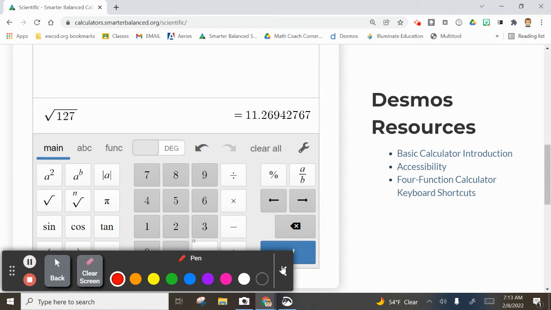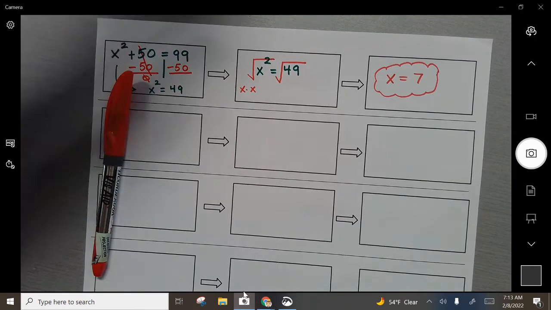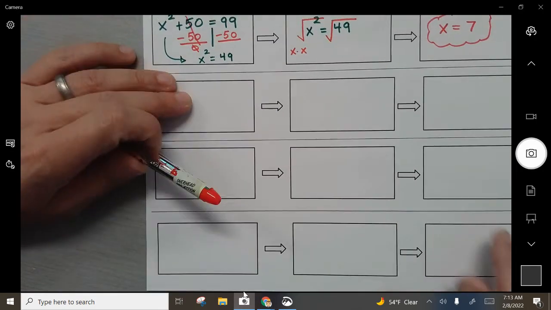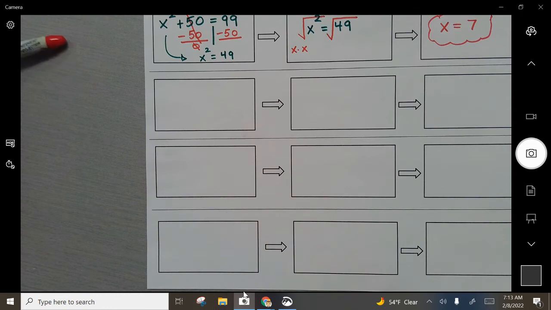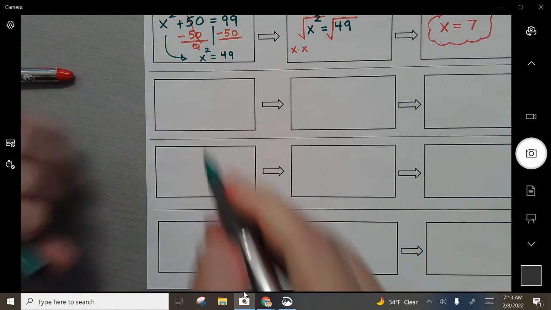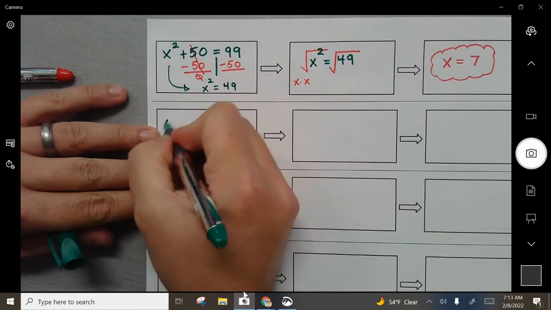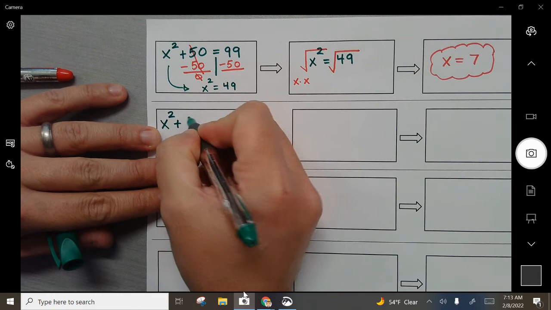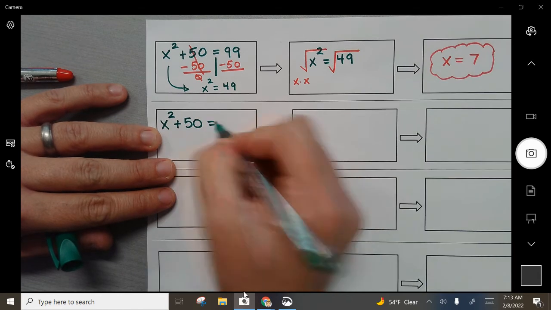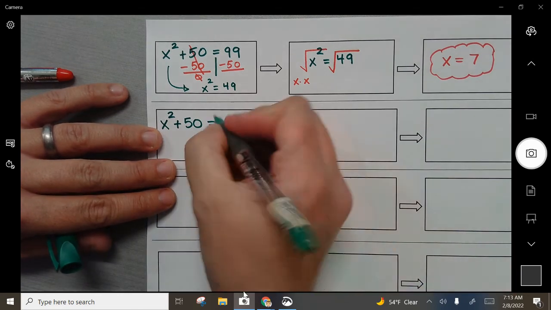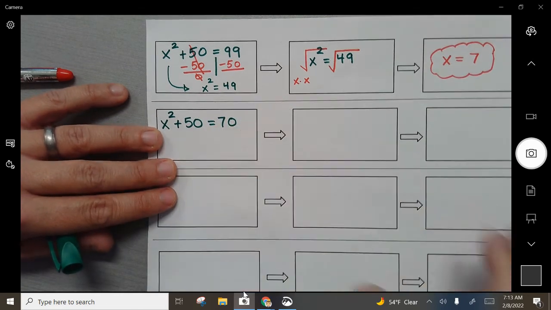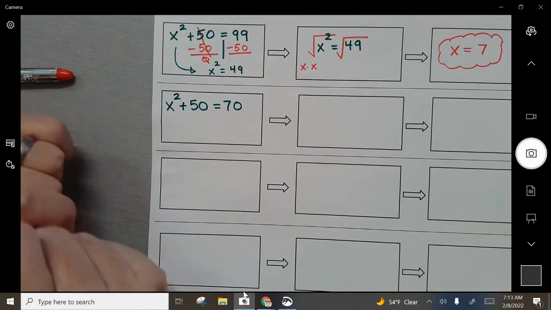All right, let's go back to our sheet now, and let's see what Mr. Mersick means about these answers that aren't going to be oh so perfect. So let's give you another one, just like this one: x squared plus 50, I'll do 50 again, equals 70. We'll give you some easy numbers to work with, so you don't really need the calculator for that first part.